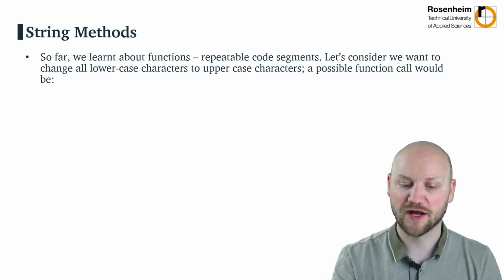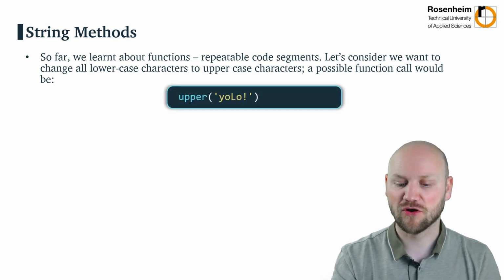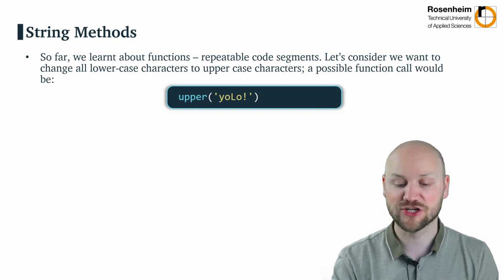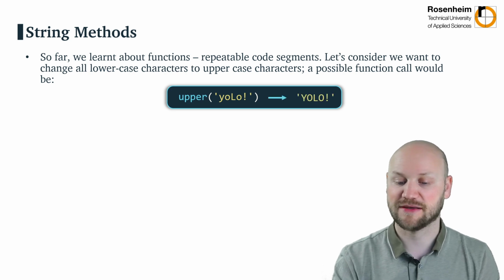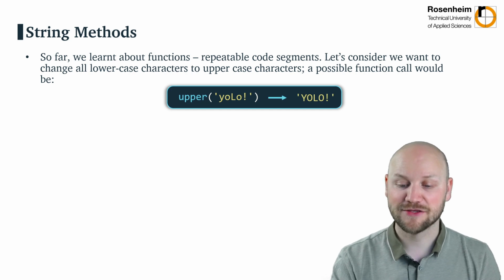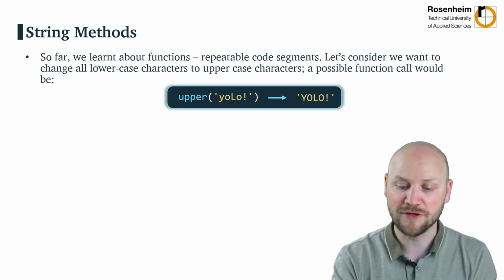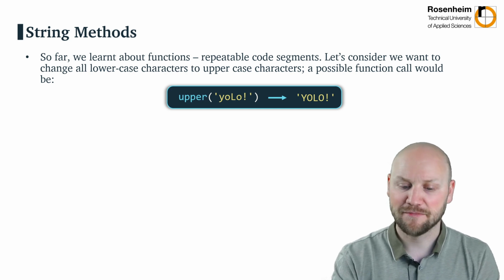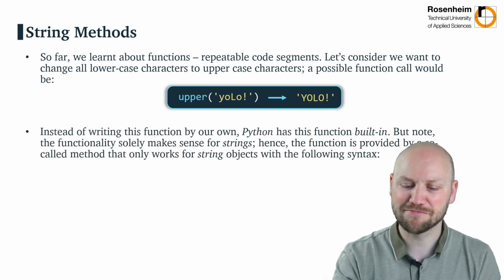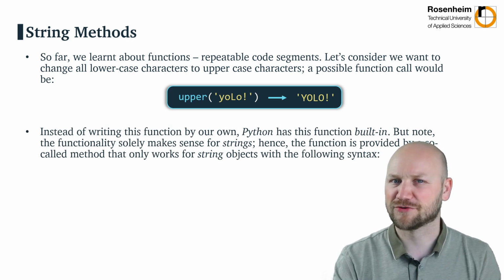We want to change all lowercase characters to uppercase characters. And a function call would be like this, upper, and then we are coming up with our string as a function argument, and this would come up with something like this, where all the characters are now capitalized. And you might wonder if this function exists. No, it doesn't. You can specify that, or you can program this on your own, but this is just an example. This upper function doesn't make any sense for numbers, right? This is just a thing that is important for strings.